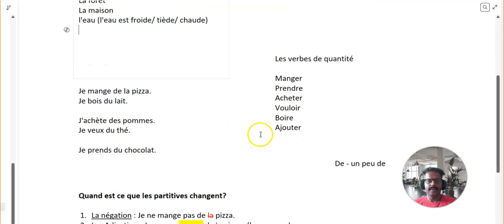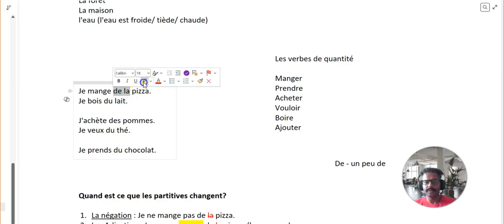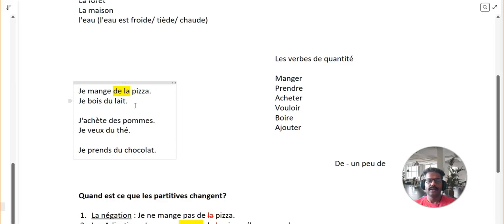Now, we generally have certain verbs that we use to express partitives. These verbs are manger, prendre, acheter, vouloir, boire, ajouter. These verbs basically help us talk about quantities. I'll give an example for that. Je mange de la pizza. With this de la pizza, I say a small quantity of pizza and not all of it.